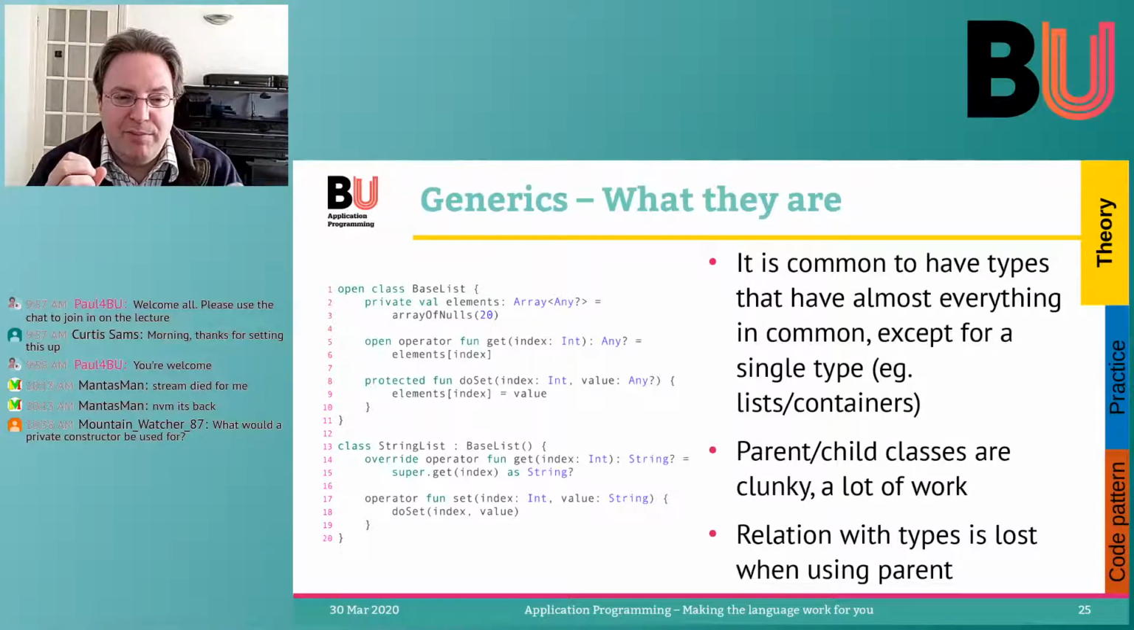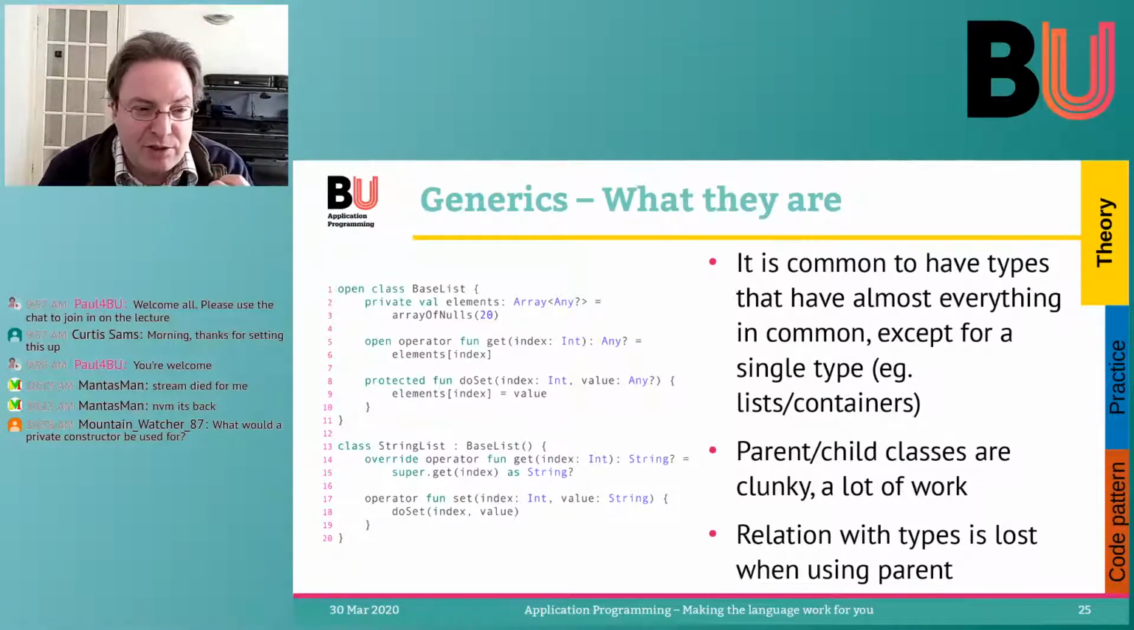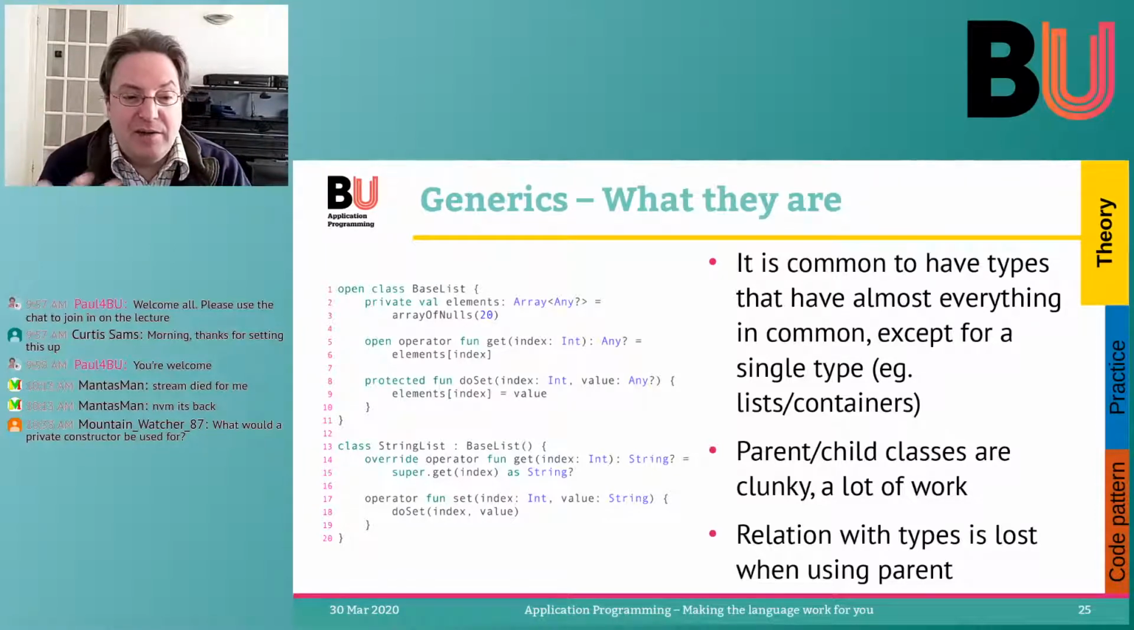A very basic example of how this works is this code where I actually use it with parent and child classes. So how you could do this instead, and you see the clunkiness that we get. We have this base class that has basically an array of elements. So this is a very, very basic implementation of lists.